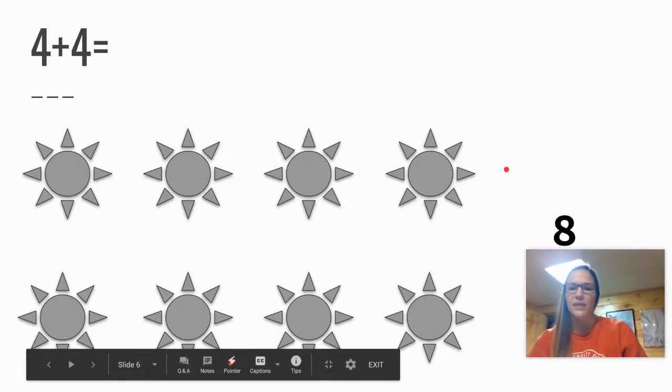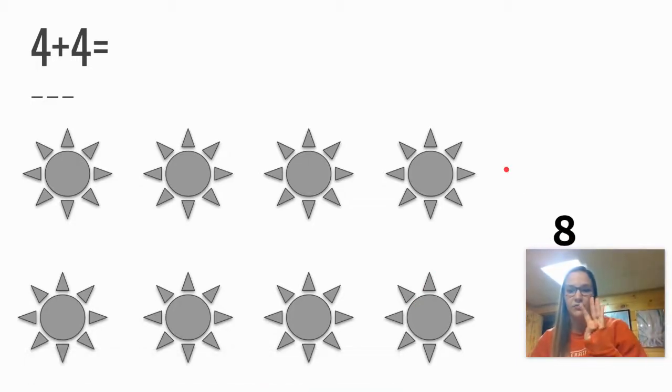We are correct. And remember, we can also check this on our fingers. So if we hold up 4 fingers, can you all do that for me? 1, 2, 3, 4. Now we hold up 4 more. And I'm going to count them all together, okay? 1, 2, 3, 4, 5, 6, 7, 8. All right? We are correct.